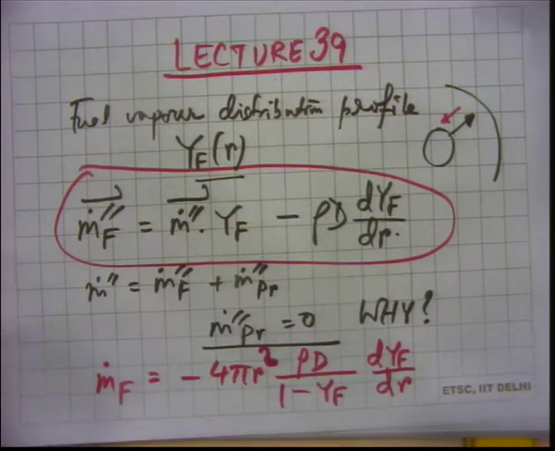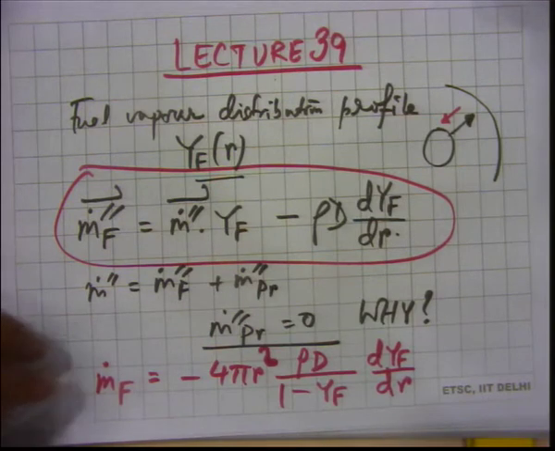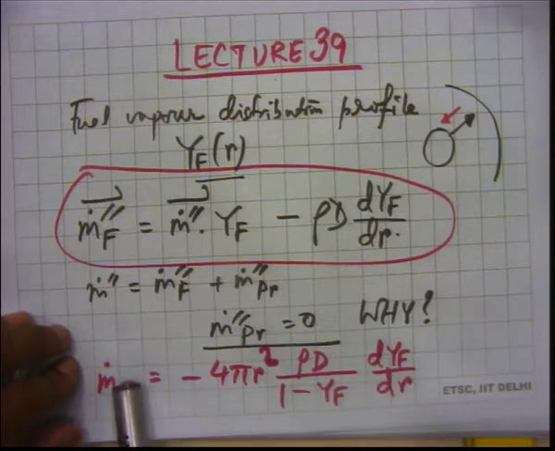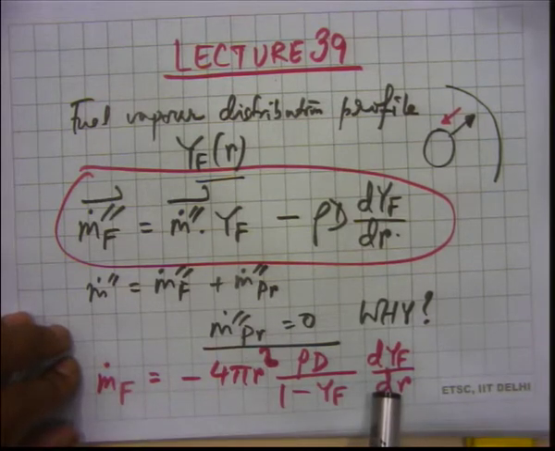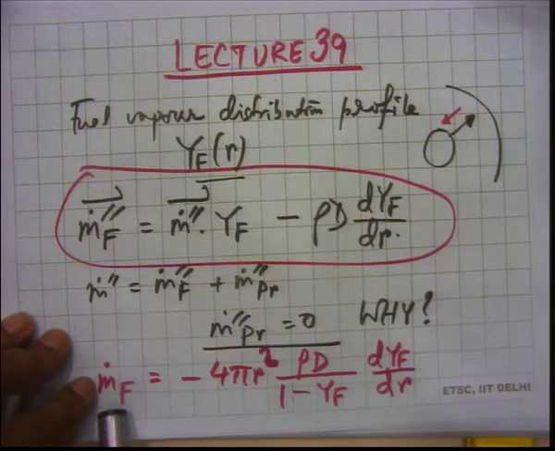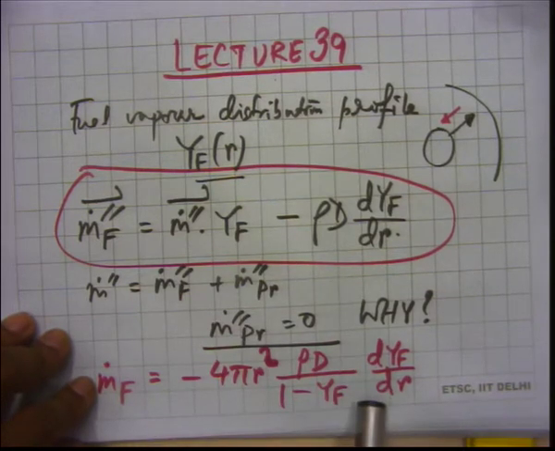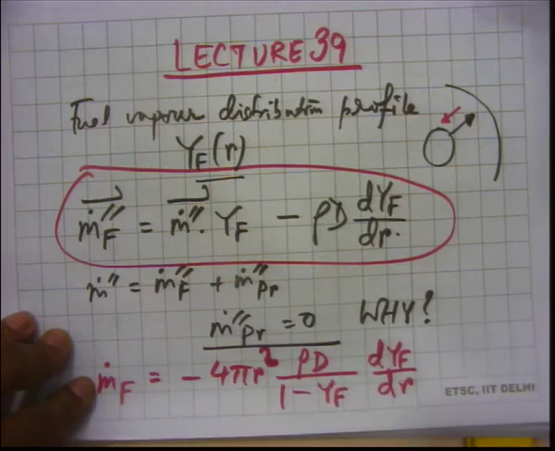Because we are trying to increase the number of equations that we have, it will be of some use to us. How do we get this? We can integrate this. This is a first order differential equation. In fact, m dot f is taken to be constant. So this can be integrated easily, and we can get YF as a function of r, valid only in the inner region.